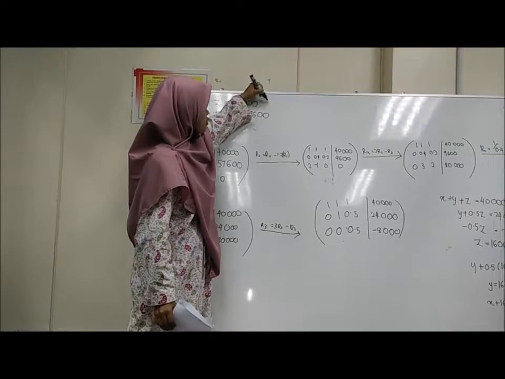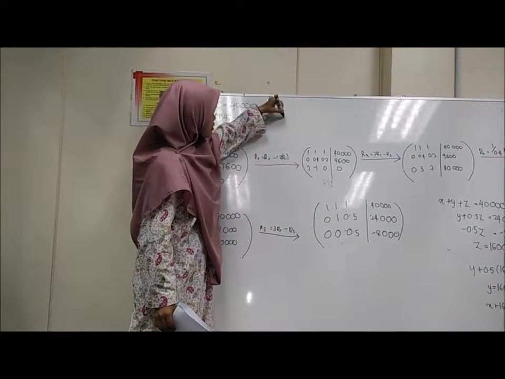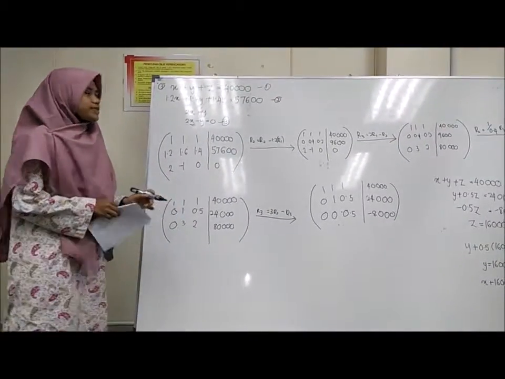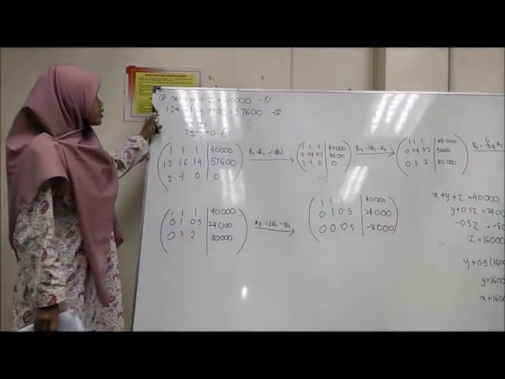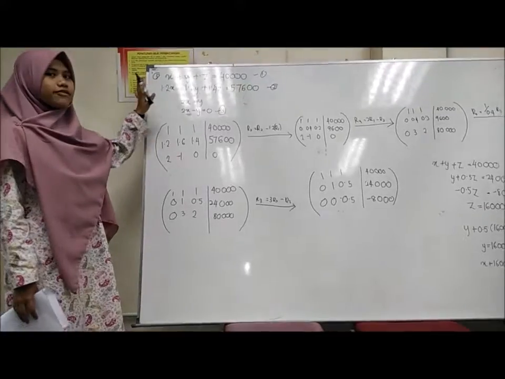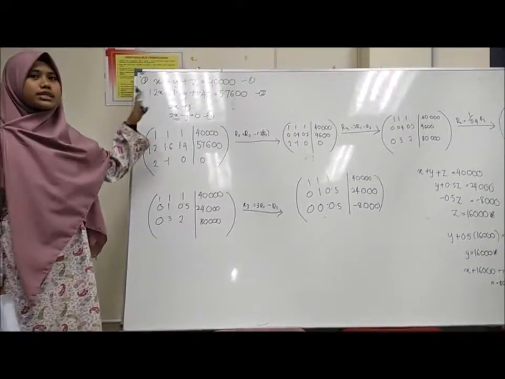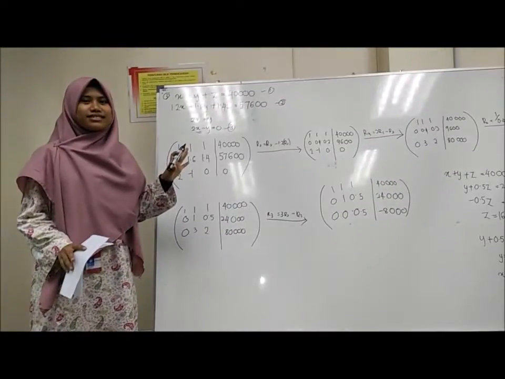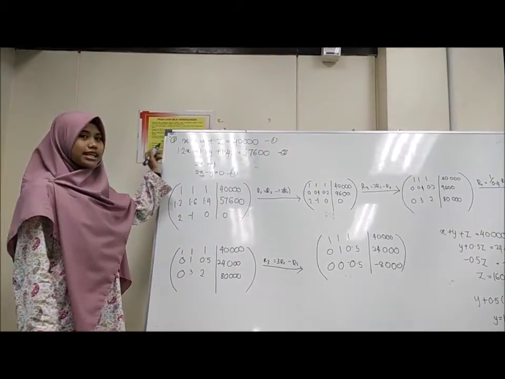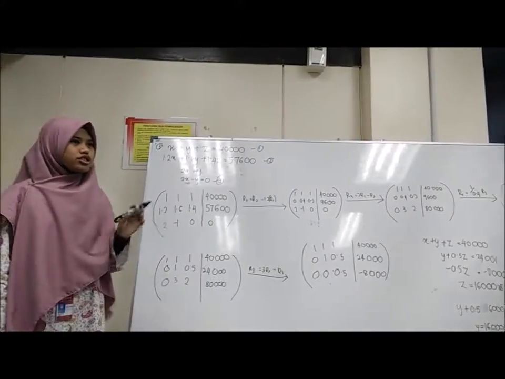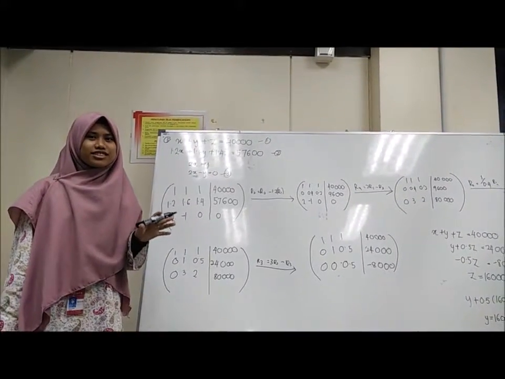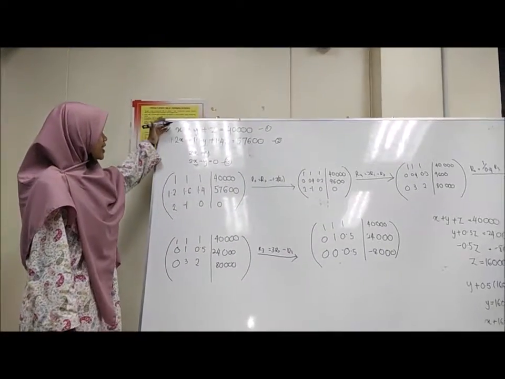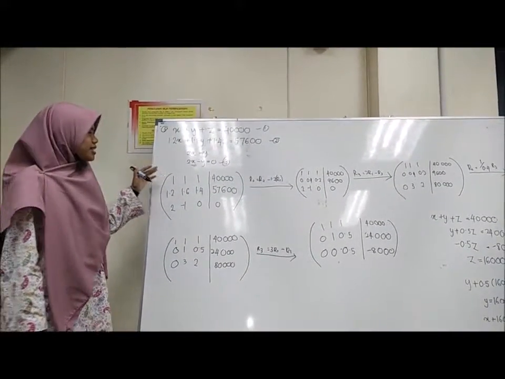So we can get these equations. This is equation number 1, this is equation number 2, and this is equation number 3. From the equations, we can identify the unknowns x, y, z. We can use Gauss-Jordan elimination.